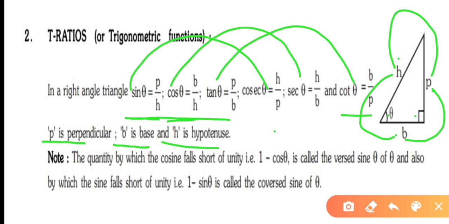In the next class, we will see how to find the ratios, T ratios. Simply we are saying perpendicular by hypotenuse, how is it possible? And cos theta is base by hypotenuse, how is it possible? Tan theta is perpendicular by base, how is it possible? And we can say sin is the reciprocal of cosec, we are saying. Let's see its proof one by one in the next class.